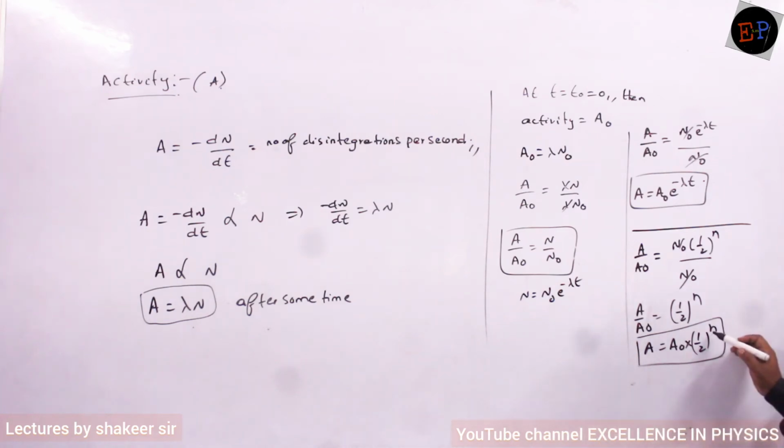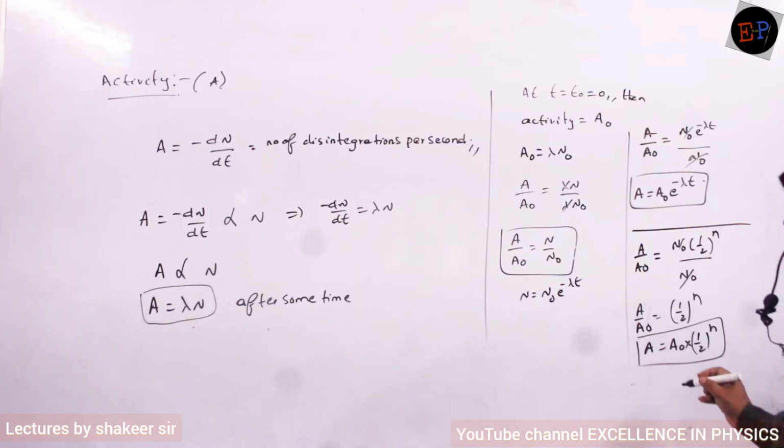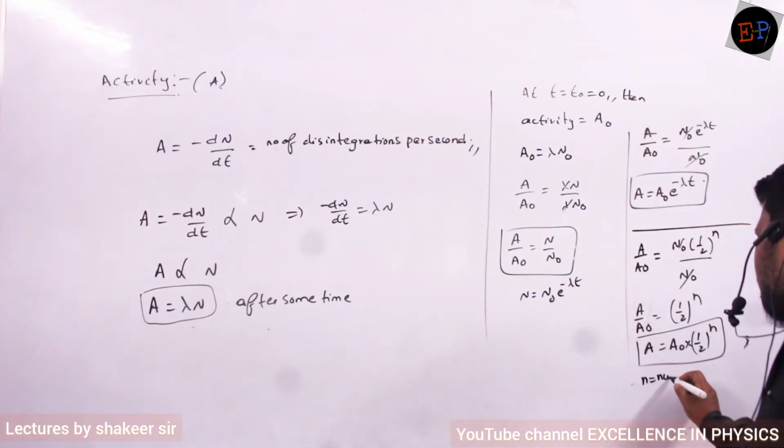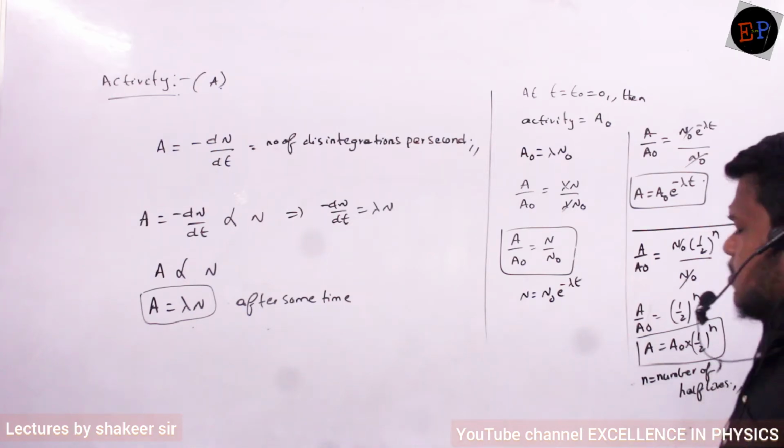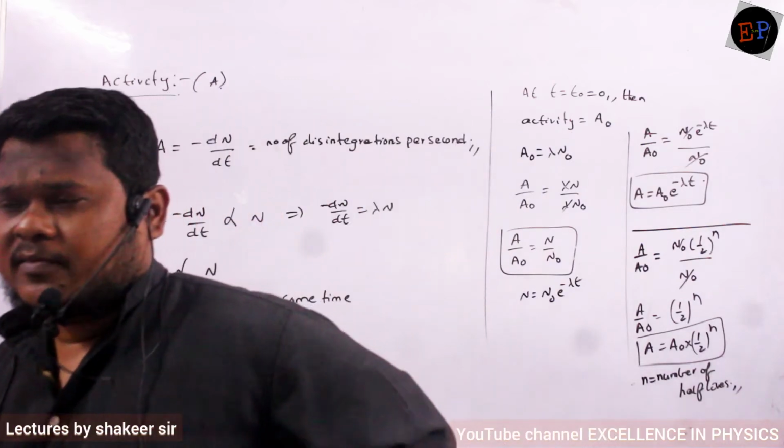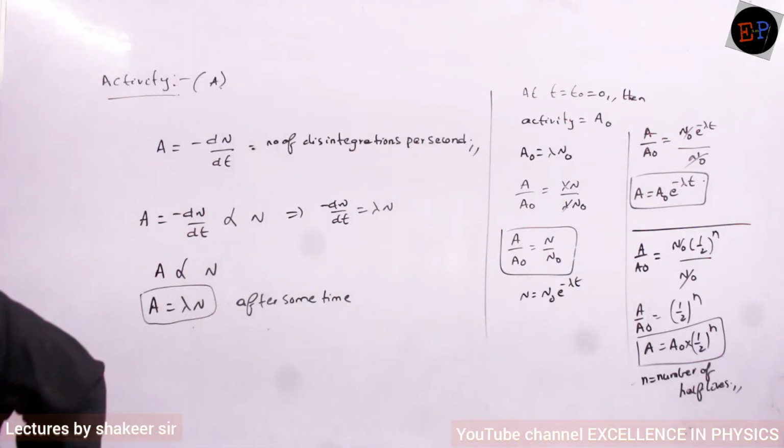Understood? Where N here is number of half-lives. So write that also: number of half-lives. So if 2 half-lives are completed, then I will write N value is 2. If 3 half-lives are completed, I will write N value is 3, like that. Fine? That's it.